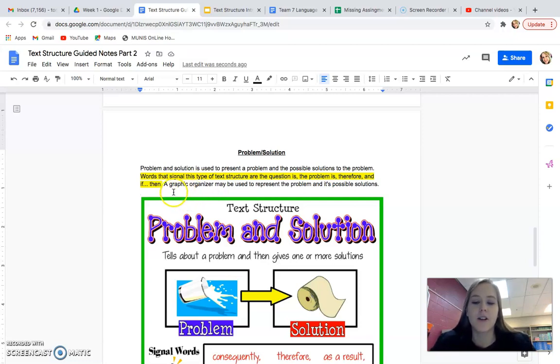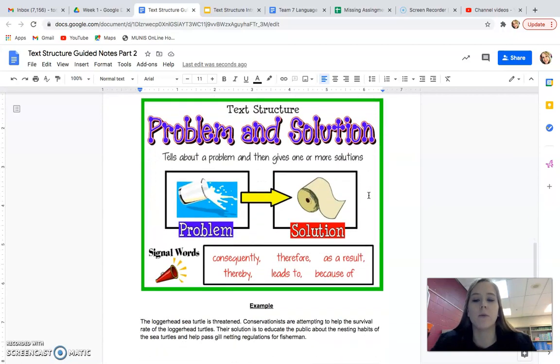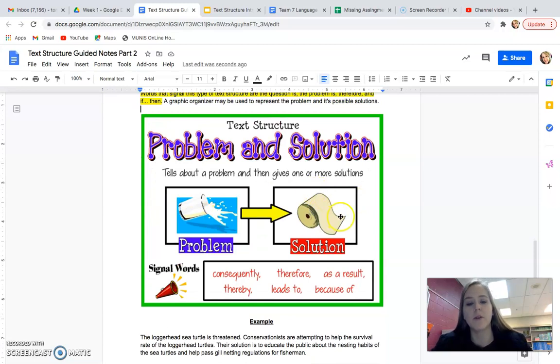And then it tells us a graphic organizer may be used to represent the problem and its possible solutions. So we do have a graphic organizer here. On the left we have the problem, and on the right we have the solution. The problem is you spill milk. The solution is you get some paper towels and you clean it up.